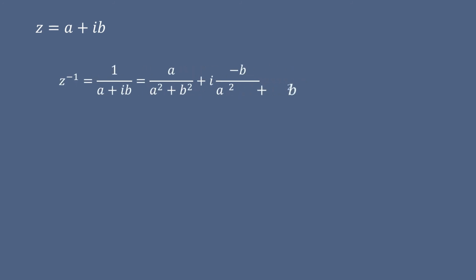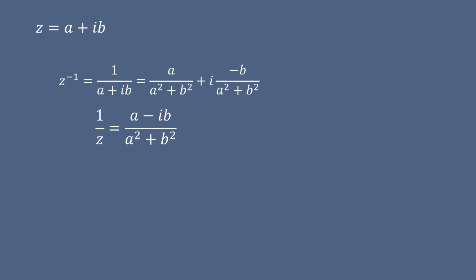Now let me tell you something interesting. Do you remember the formula to calculate the multiplicative inverse of a given complex number, say z? If not, let me tell you the formula first. The formula was z inverse, or we can say 1 upon a plus ib, will be equal to a upon a square plus b square plus i times minus b upon a square plus b square. Here we can see the denominators are the same, so we can take the LCM and write it as 1 upon z equal to a minus ib upon a square plus b square.